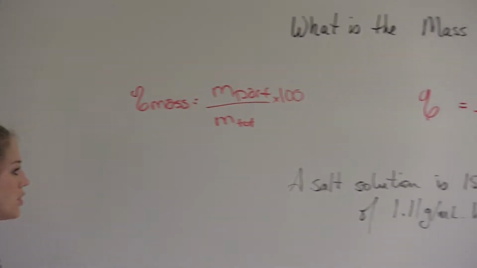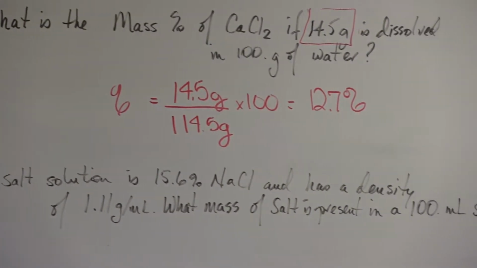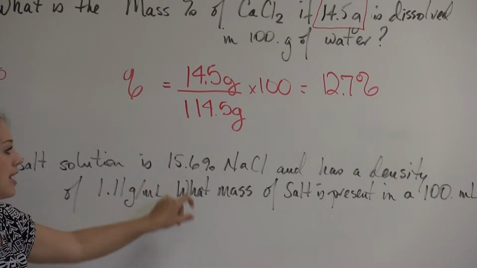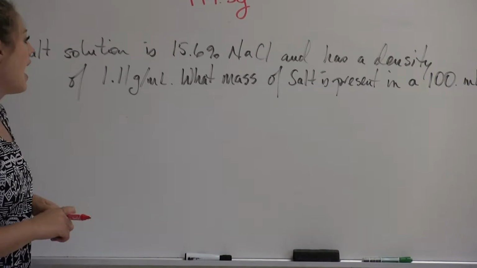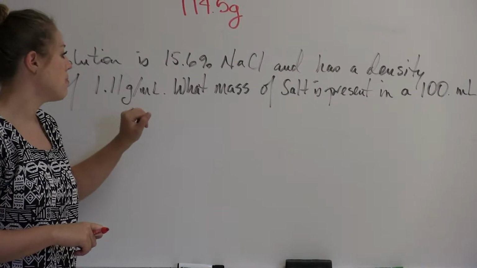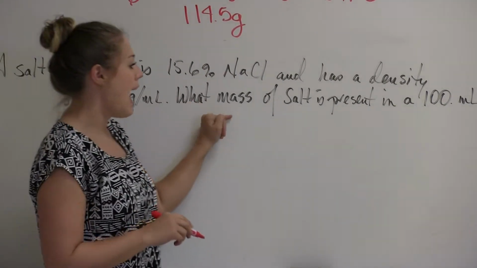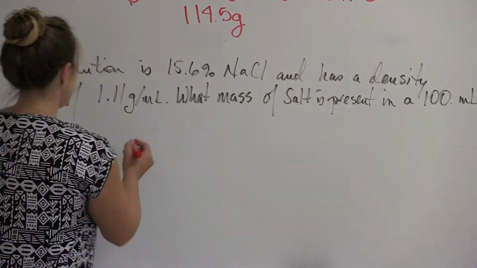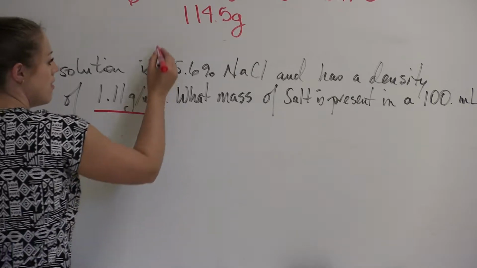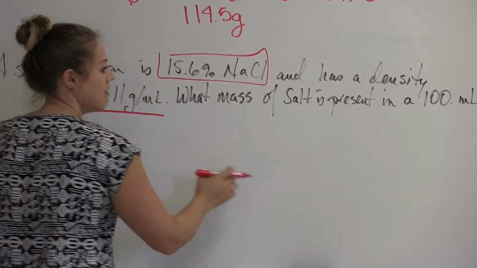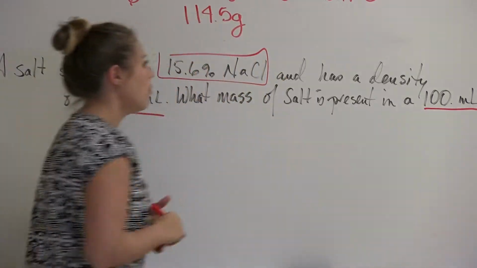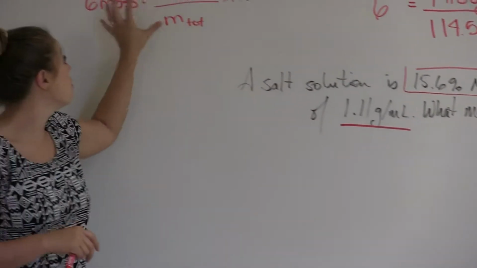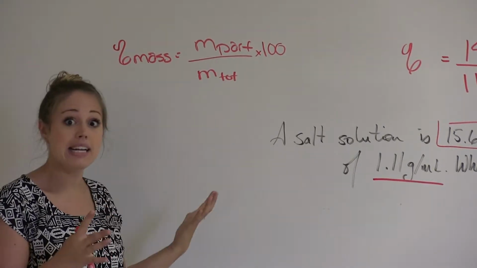Okay, so let's look at the next one here. We've got a salt solution, which is 15.6% sodium chloride. So here I've given you the percent mass, and it has a density of 1.11 grams per milliliter, and I want to know what is the mass of salt present in a 100 milliliter sample. So what I've given you is density, percent mass, and volume. Well, in order to find the mass, we're going to need to get into mass.